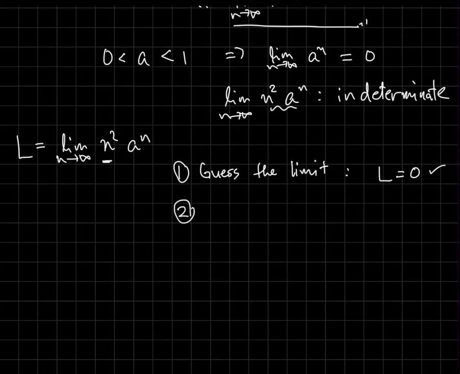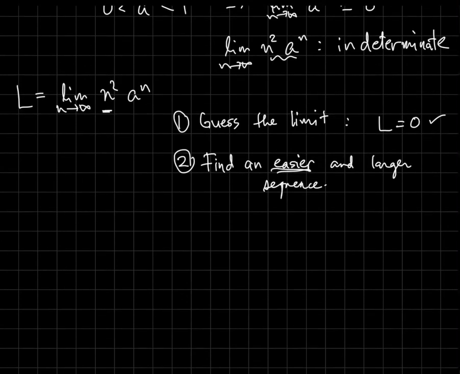And to show that this guess is correct, we have to find an easier and larger sequence to work with. By easier, we mean that the limit is easier to evaluate. And by larger, we mean that the value of the new sequence must be larger than these. So we have larger values here. So this is what we're looking for.